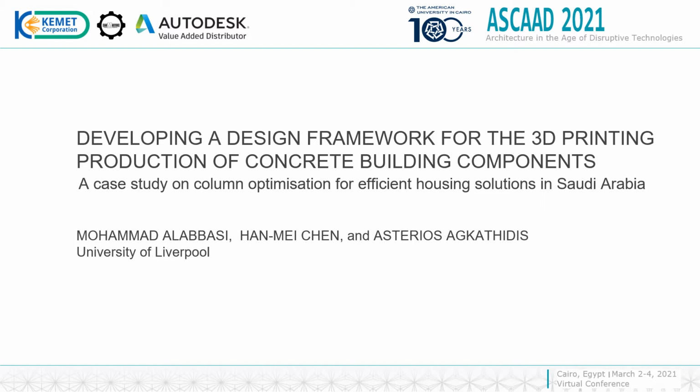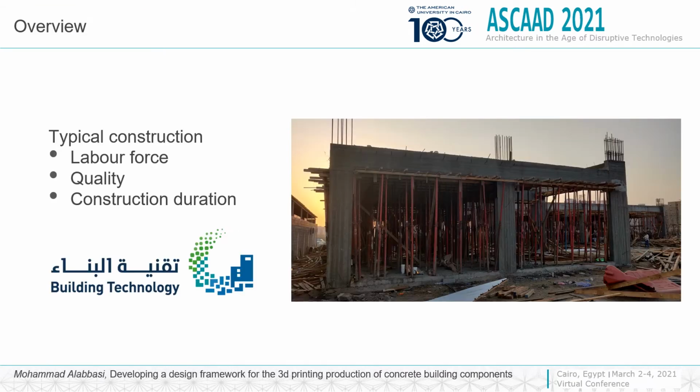The topic is developing a design framework for the 3D printing production of concrete building components, a case study on column optimization for efficient housing solutions in Saudi Arabia. The main focus of this paper is to develop the current practice of reinforced concrete frame structure, which is the main method for housing construction in Saudi Arabia.